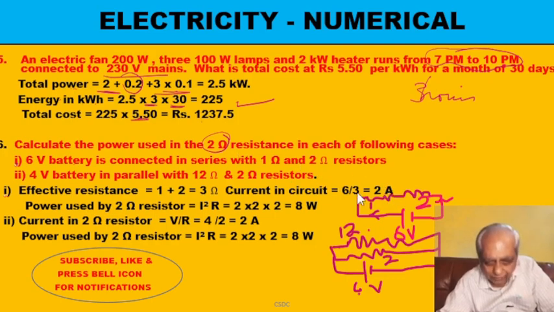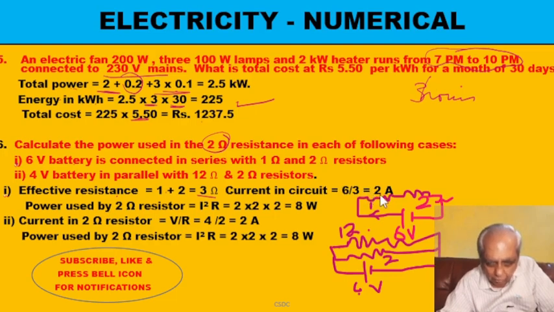Now how to get the current? I will find the effective resistance. In series we have to add the resistances. So the effective resistance of the circuit would be 1 plus 2, that is 3 ohm. Now once I know the resistance of the circuit, I can calculate the current. Current is V upon R, Ohm's law, so I will get the current.